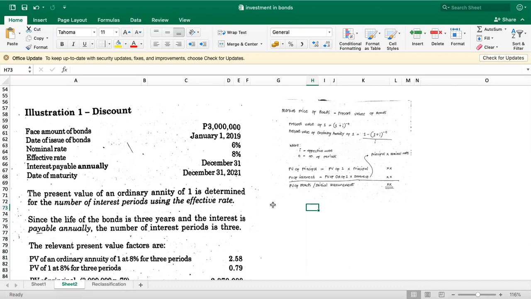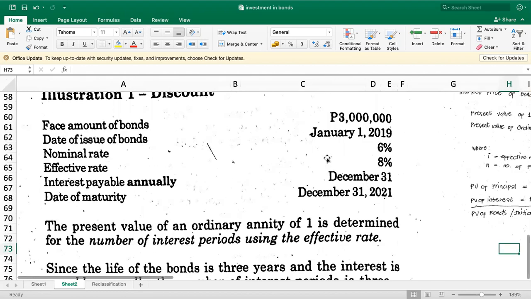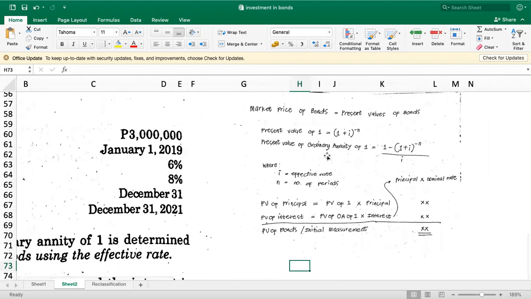Therefore, ilang years mag-mature, di ba? That's 2019 to 2021. So 3 years yung maturity date ng bonds natin. Tapos yung interest payment is annually, therefore the number of periods is 3 years din. 3 yung periods natin. So the present value of ordinary annuity is determined for the number of interest periods using the effective rate. Take note, di ba? Based dito sa formula natin, yung I natin dito is the effective rate.